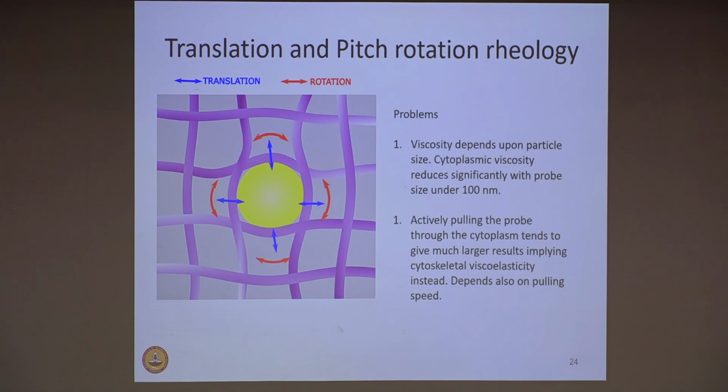Somebody even wrote an ACS Nano paper out of it. It also depends upon how fast you are pulling, because it depends on the ratio of velocity divided by the radius, the V over A ratio. It gives you a viscosity value that is very different for different velocities. The speed of pulling also matters. So in this complicated situation, how do you deal with it? We chose a particle of about 1 micron, which is in the flat region of that curve, and then we used passive detection for that.